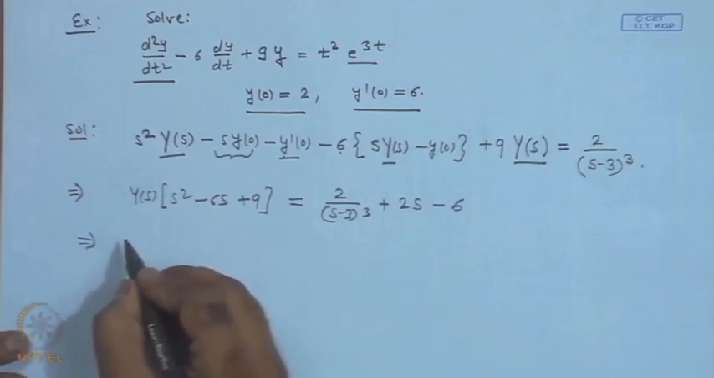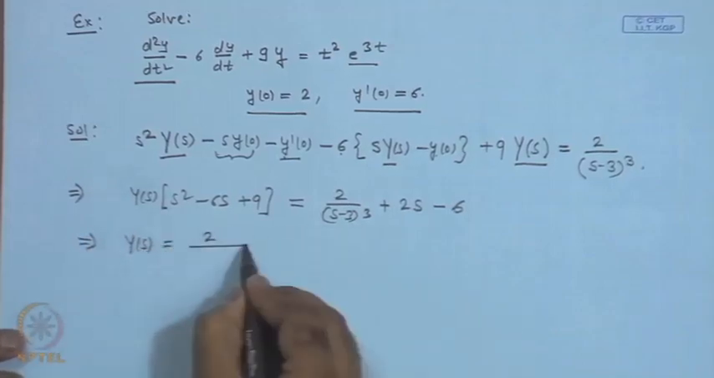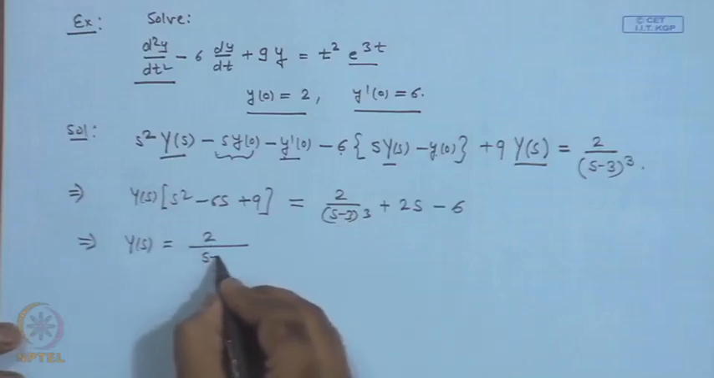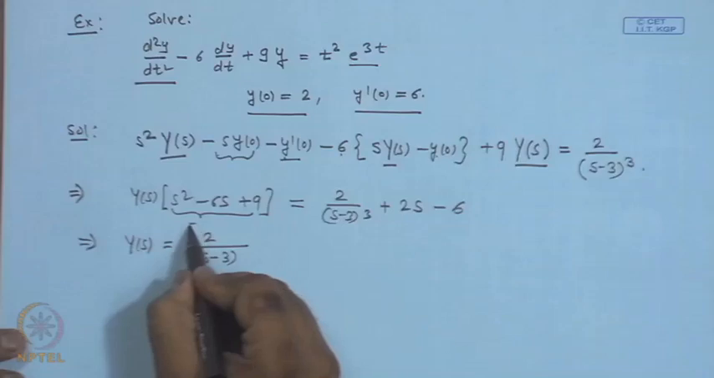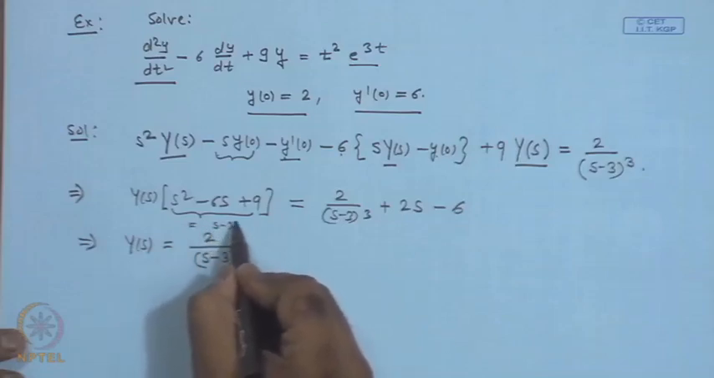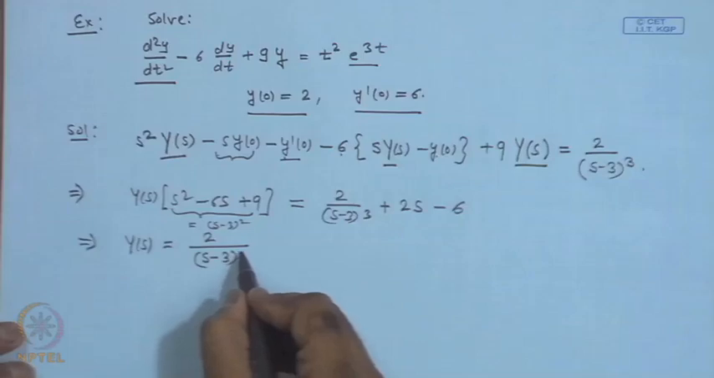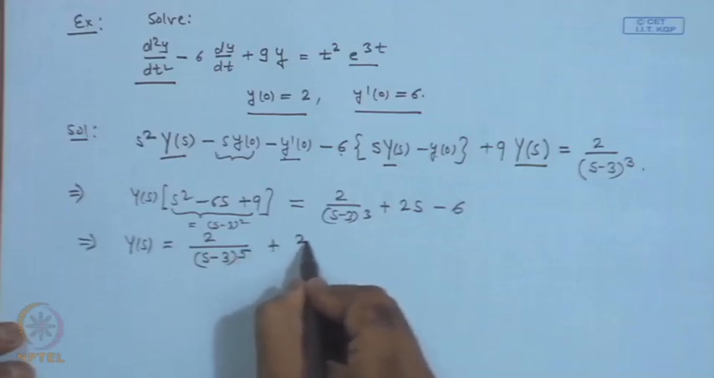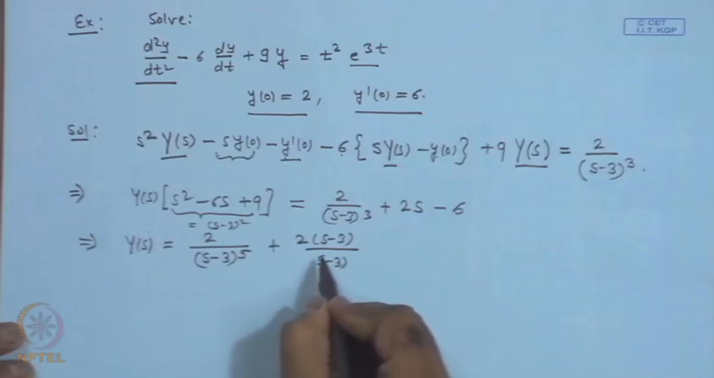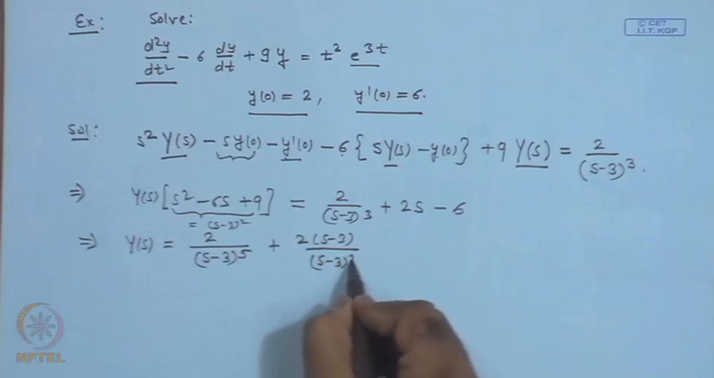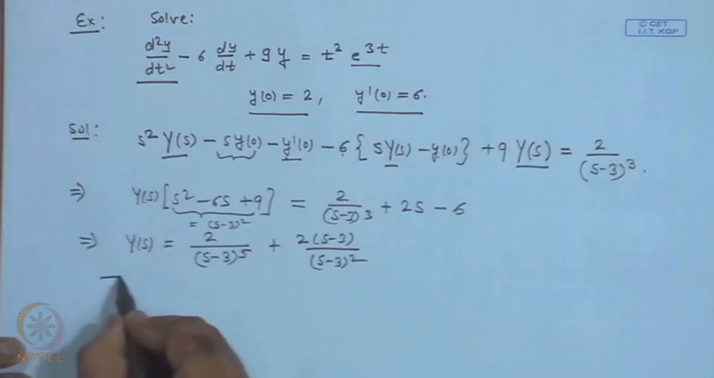Okay, from here we get Y(s), and that is 2 over (s minus 3) cube. Here if we look at this, we have actually (s minus 3) whole square. So, when we take it to the right hand side, we have (s minus 3) power 5, and then 2s minus 3 over (s minus 3) square.